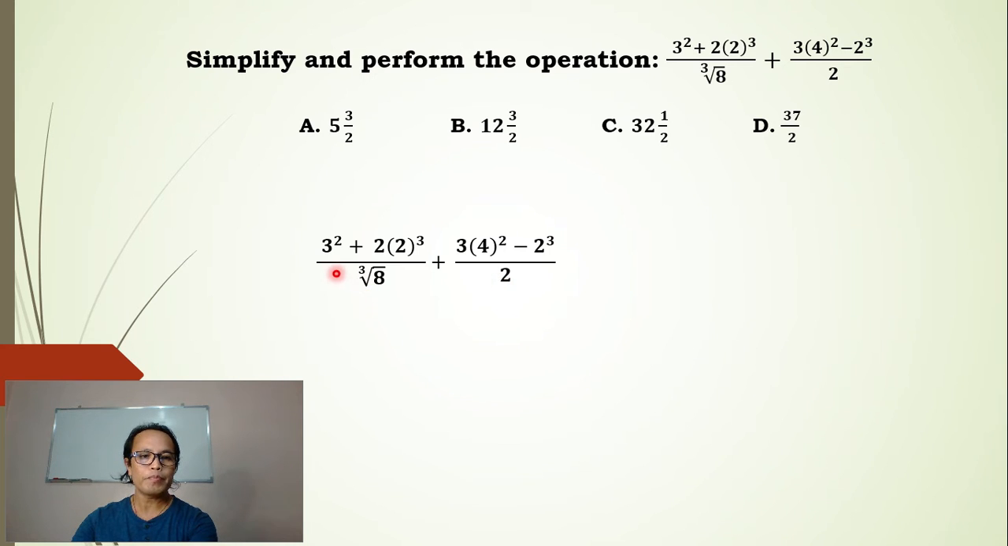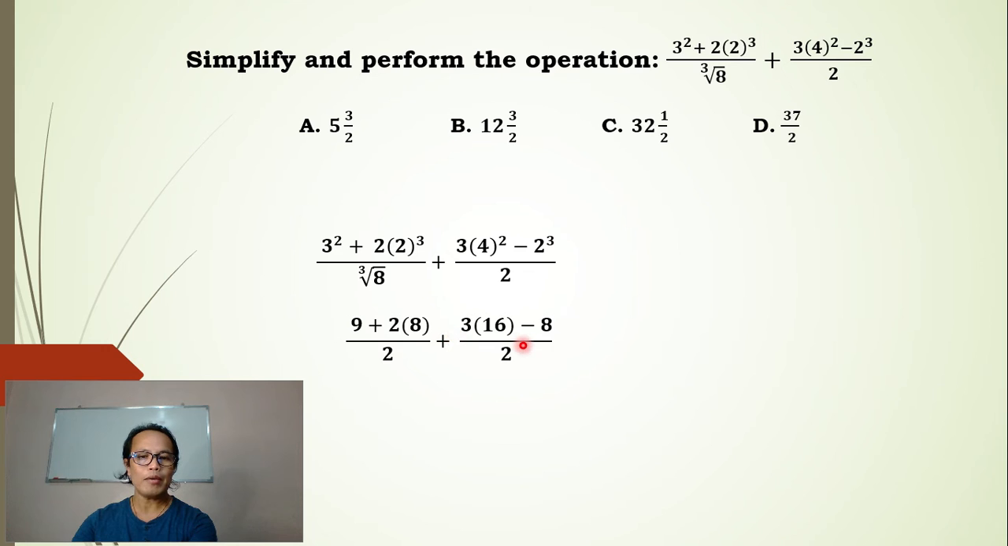So therefore, when we simplify this first fraction, we will start with 3 squared. So 3 squared is 9, so that's why we have here 9. Then we copy plus and we copy 2 and we simplify 2 cube. When we simplify 2 cube, that means 2 times 2 times 2, that is 8. So we just simply multiply 2 three times according to the exponent. So that is 8. Then we have the cube root of 8 is 2, so that's why we have here 2. So that happens in the first fraction.